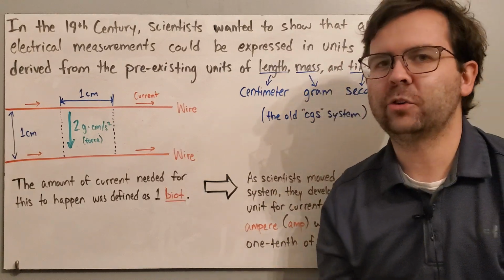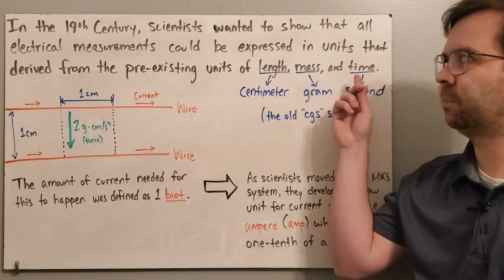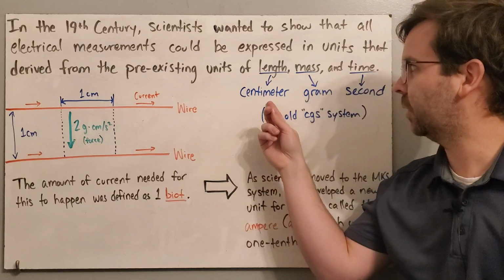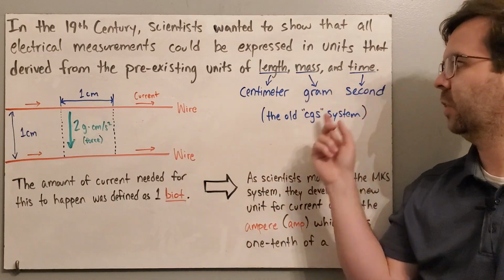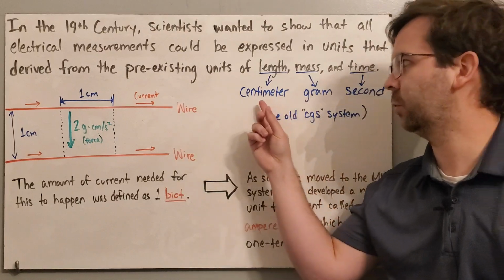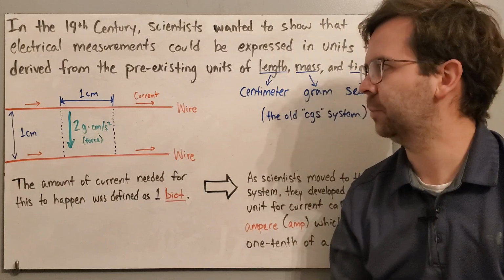units that derived from pre-existing units of length, mass, and time. And back in this time, the scientists often used centimeters, grams, and seconds. This is the old CGS system. Instead of centimeters and grams, we use meters and kilograms in today's standard units of measurement.